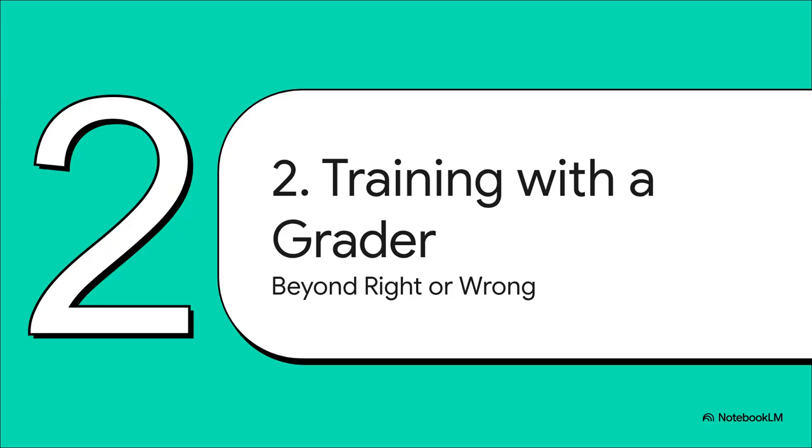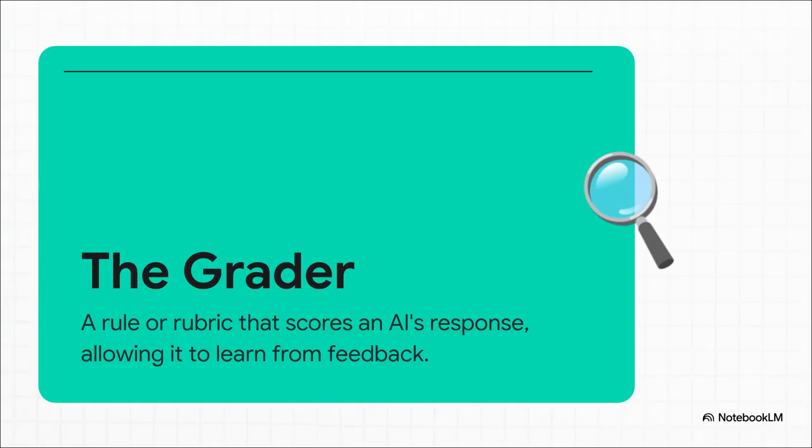So how in the world does RFT actually teach an AI to reason? Well, it doesn't just rely on simple right or wrong answers. Nope, it uses something way more clever, a grader. The easiest way to think about the grader is like a rubric for an essay. It's a set of rules you create that scores the model's output. So instead of the model just being told that's the right answer, it gets a score. This lets it understand how good its attempt was, which is a much richer signal for learning.